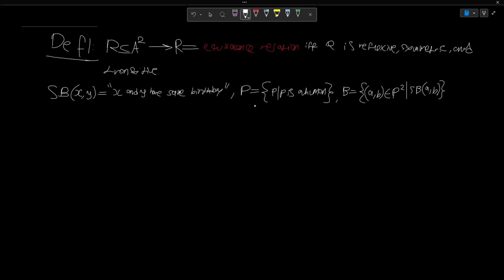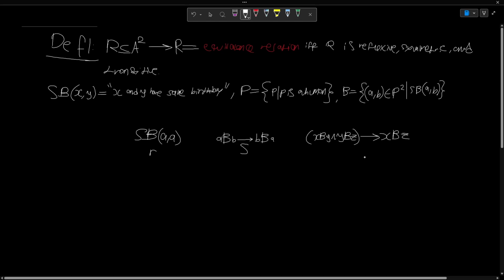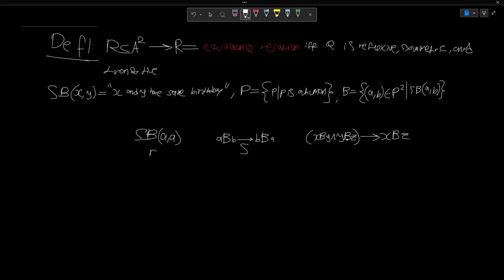As another example, if we let P be the set of all people and B be this relation that pairs two people that have the same birthday, then we could show that B is actually an equivalence relation, because obviously everyone has the same birthday as themselves, and if A has the same birthday as B, then obviously B has the same birthday as A, so B is also symmetric. And also, if X has the same birthday as Y, and Y has the same birthday as Z, then X has the same birthday as Z, so this is also transitive, thus making B an equivalence relation.